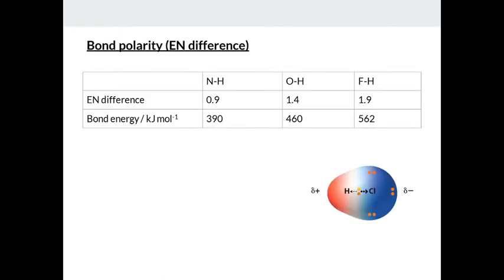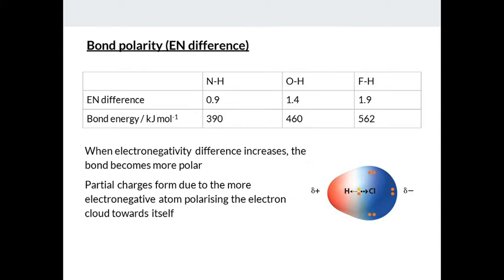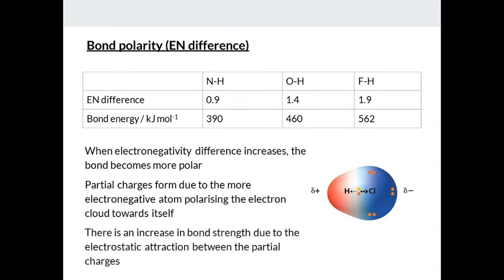Let us now take a look at yet another factor affecting the bond strength, which is bond polarity. Moving from the N-H bond to the F-H bond, we observe that the bond strength increases as the electronegativity difference between the two atoms increases. When electronegativity difference in the two atoms increases, the bond becomes more polar. There's a greater partial positive charge on the less electronegative atom and a greater partial negative charge on the more electronegative atom. As a result, the attraction between these partial charges gives the bond a partial ionic character, and this electrostatic attraction between the partial charges strengthens the bond.